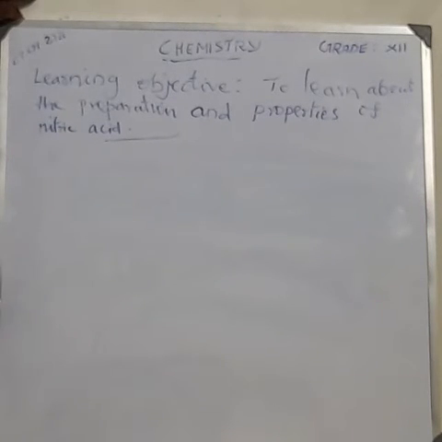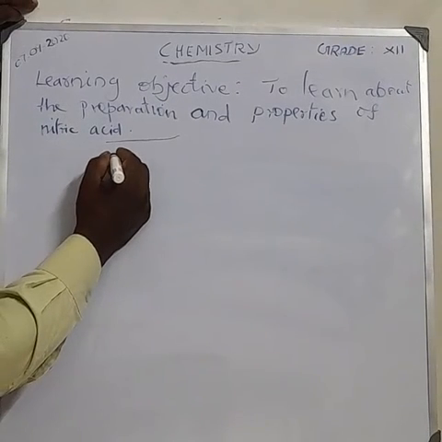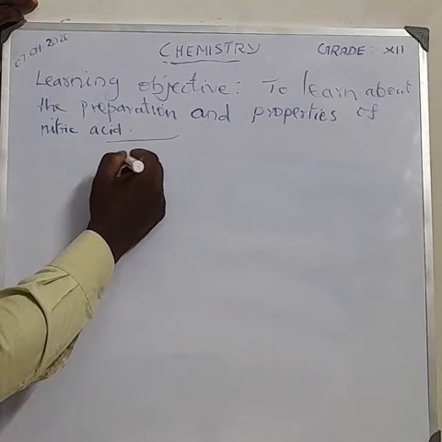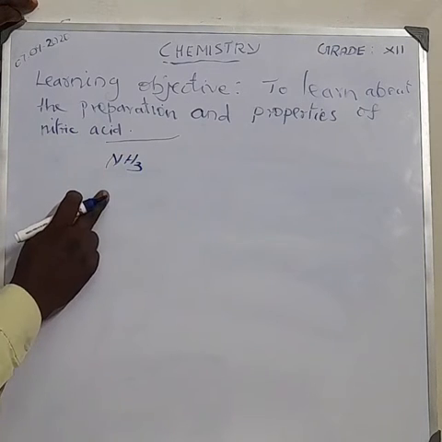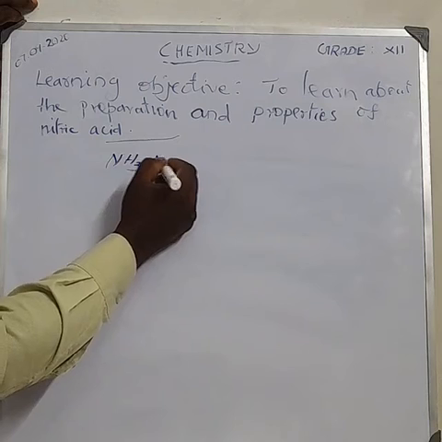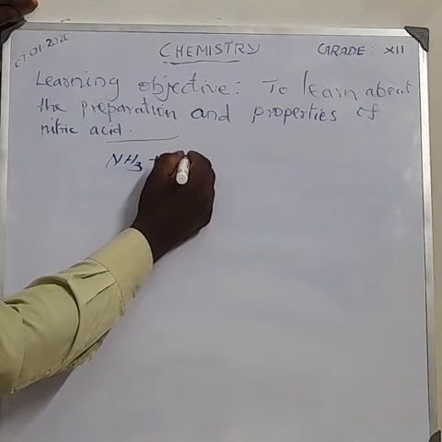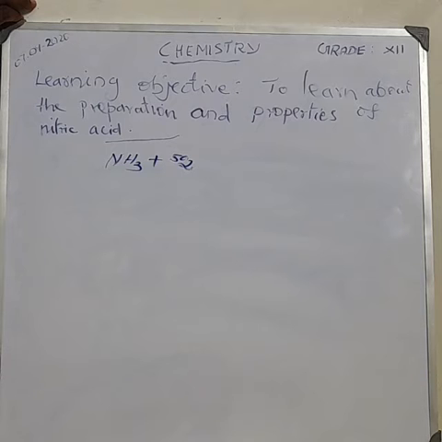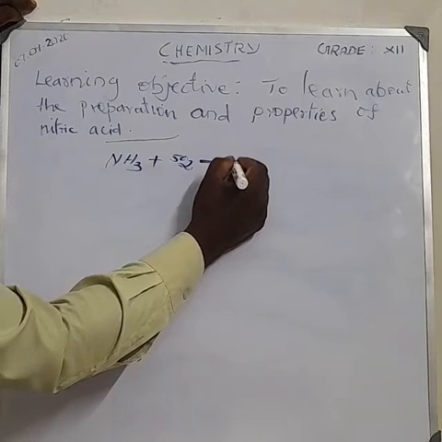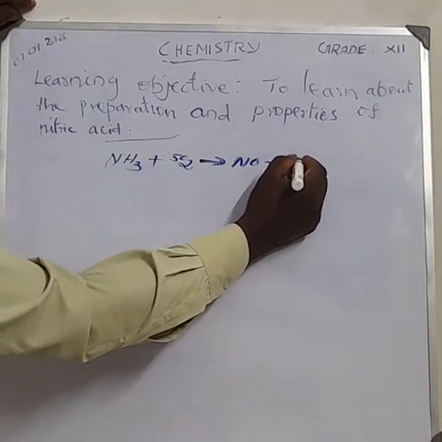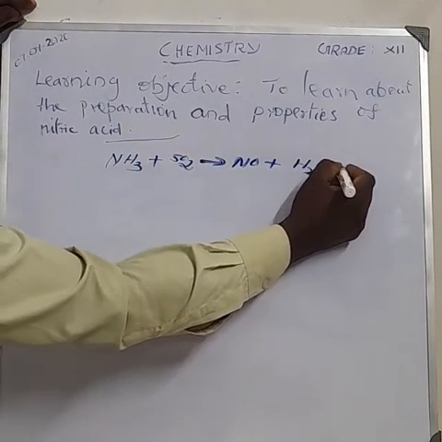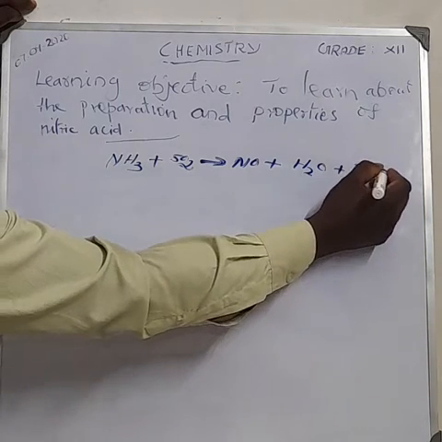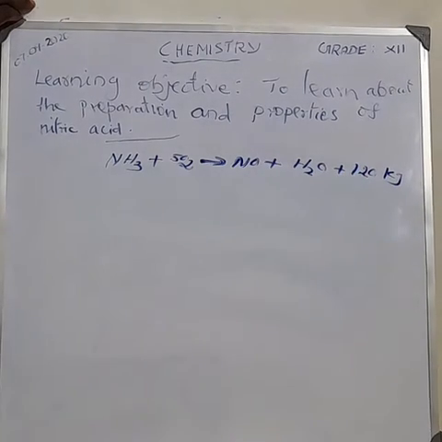First, I told you about the preparation of ammonia by means of Haber's process. We get ammonia, NH3, which reacts with 10 times of air, that is 5 molecules of oxygen, and we get NO plus water plus 120 kilojoules of energy.